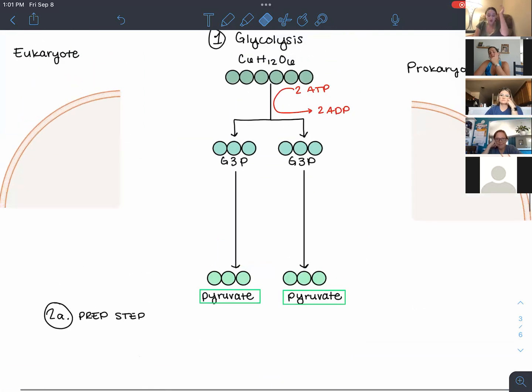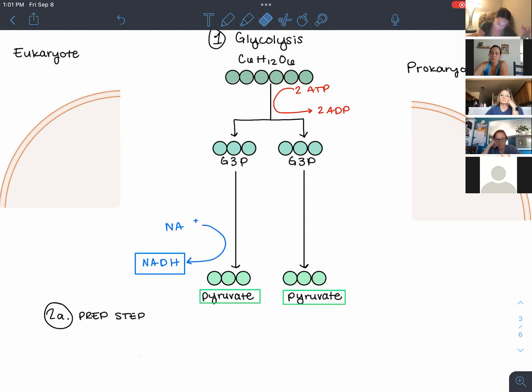Another pyruvate. Okay, so when we turn G3P into pyruvate, we are oxidizing the G3P into pyruvate. So what do we get? NADH, right? Because we took an electron from G3P, gave it to NAD+, and now it's NADH. This is going to be on both sides. Oh, and I always put a box around everything that's a final product in the process. All right, and then what's the other thing we made when we turned G3P into pyruvate? 2 ATP. 2 ATP on each side, which gets us 4 ATP total.